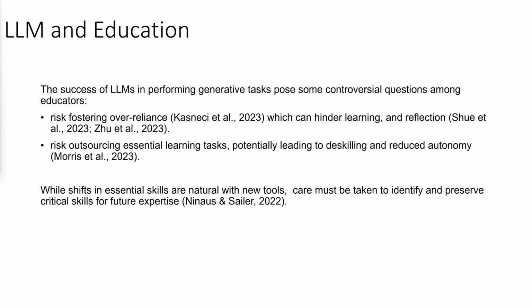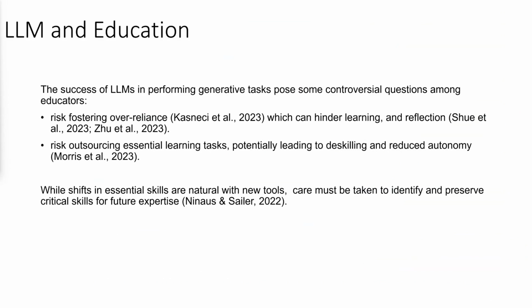They risk fostering over-reliance, which can hinder learning and reflection, risk outsourcing essential learning skills, and can potentially lead to de-skilling and reduced autonomy. So while shifts in essential skills are natural with new tools, care must be taken to identify and preserve critical skills for future expertise. So the question is, which skills are really relevant to preserve in education?